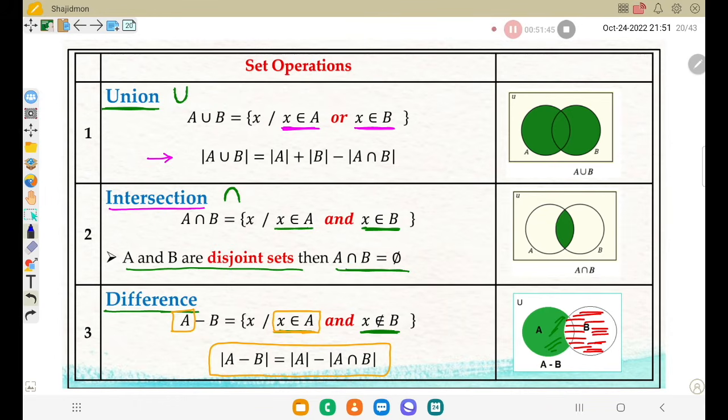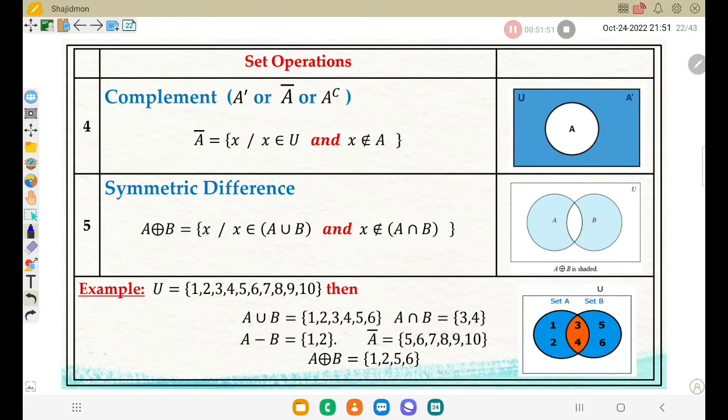So I hope you understood these three operations: union, intersection and difference. Now we will go to another operation, the complement operation. What is the meaning of complement of a set? For example, the complement of a set we represent as either A dash, A bar or A complement. We can use any of these symbols, but commonly we use the A dash symbol. A dash equals the set of all x such that x is in the universal set, but x does not belong to the A set. So complement actually means not in A.